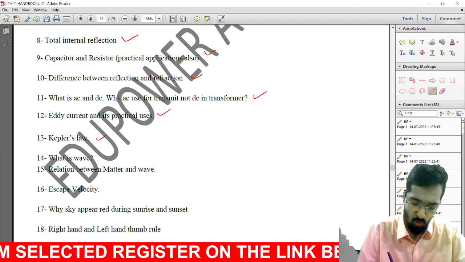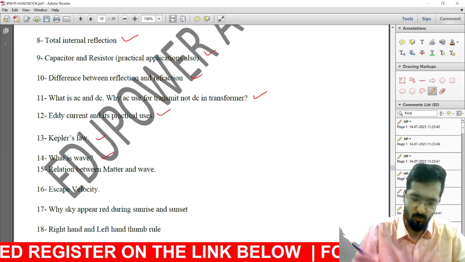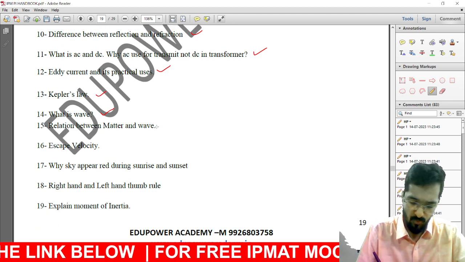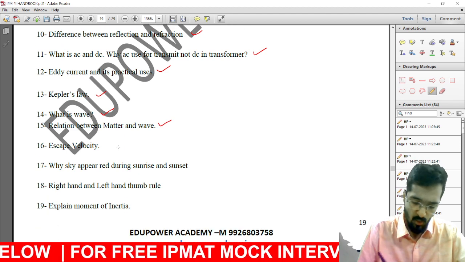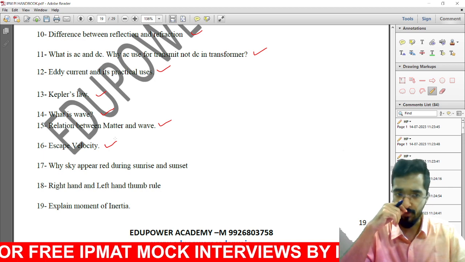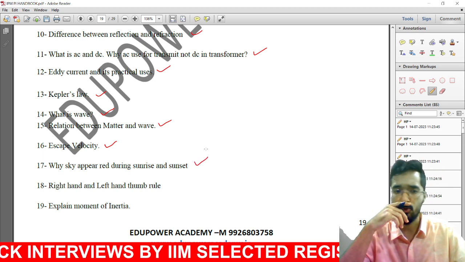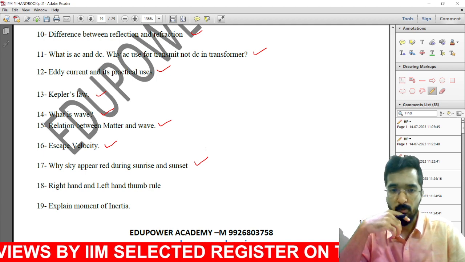Kepler's law, gravitation. What is a wave? Questions related to waves. Relation between matter and wave. So this is modern physics. Escape velocity, you might have studied in physics. Why does the sky appear red during sunrise and sunset? Because of scattering of light, because of the atmosphere.